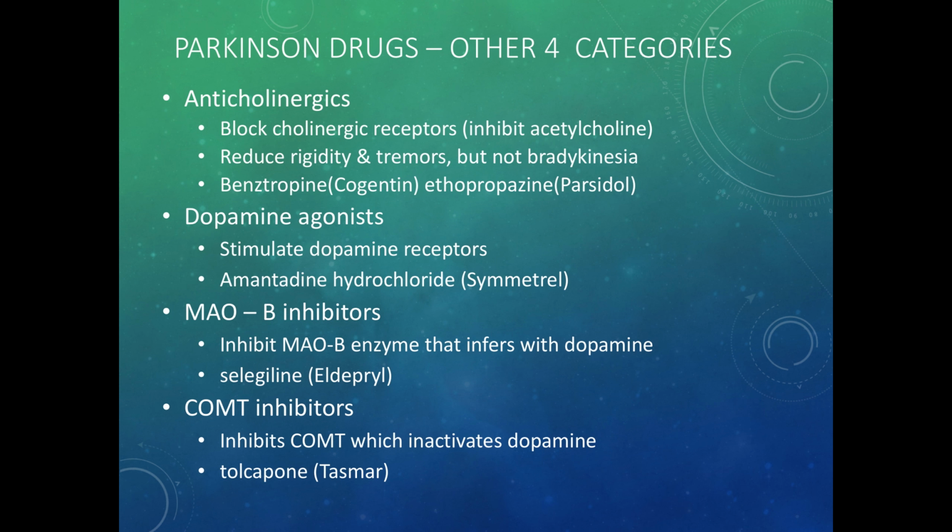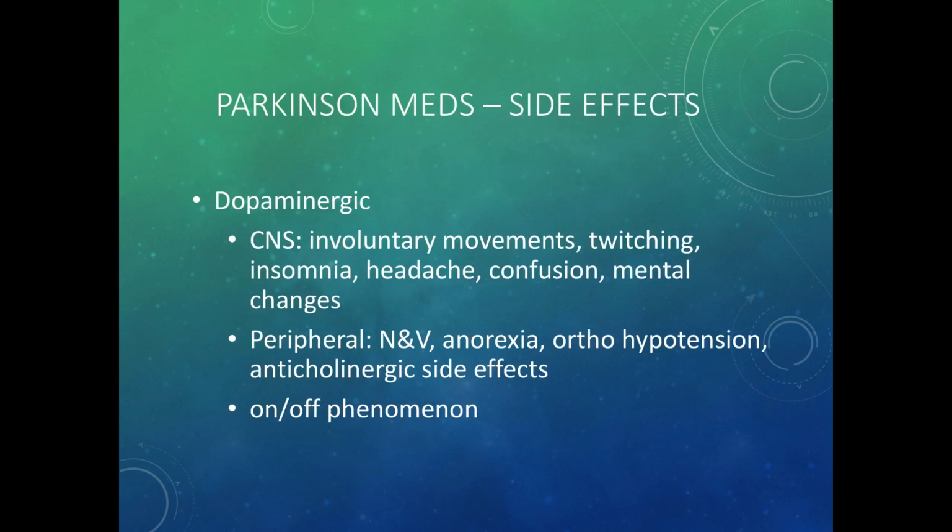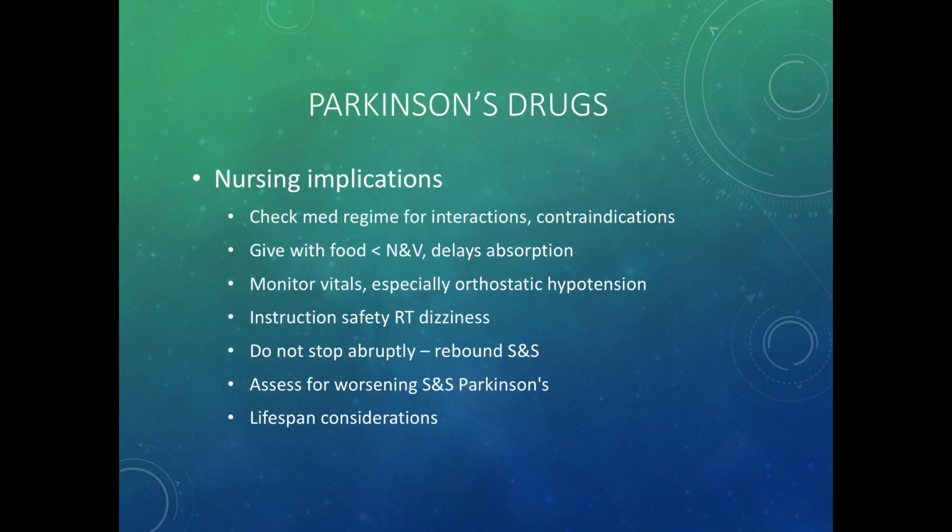Anticholinergics, of course, can also treat this condition, dopamine agonists, MAO-B inhibitors, and then we have another one that's called a COMT inhibitor. We're not going to be quizzing you on those other categories. For the purposes of Parkinson's, we want you to know the levodopa, carbidopa. Side effects are as follows. I'm not going to go into a lot of detail about this. You can review this in your text.